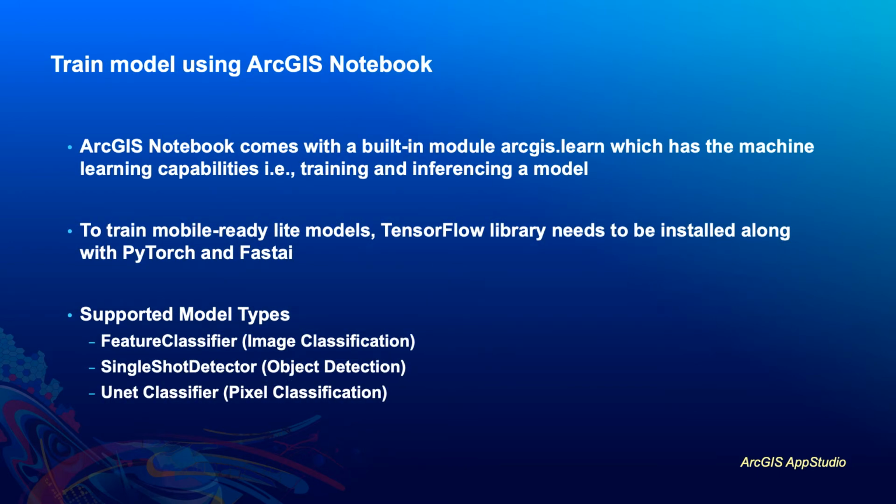ArcGIS Notebook comes with a built-in module named ArcGIS Learn, which has machine learning capabilities such as training a model and inferencing a model. To train mobile-ready light models, you need to install the TensorFlow library along with PyTorch and FastAI. Currently, ArcGIS Learn supports 3 model types. Feature classifier, which is equivalent to image classification. A single shot detector, which is similar to object detection. And unit classifier, which is pixel classification.